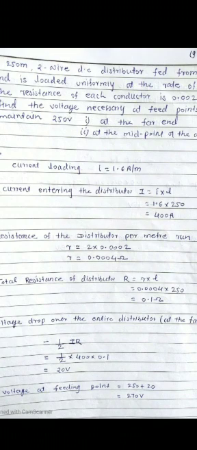Next, the current entering the distributor is nothing but small i into L. Put the values: 1.6 into 250, since the length is 250. It becomes 400 ampere. So the entire distributor current is 400 ampere.